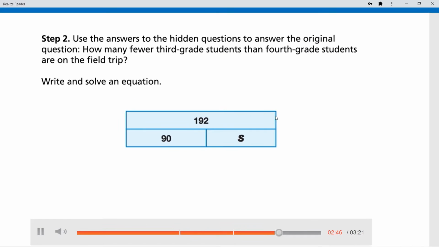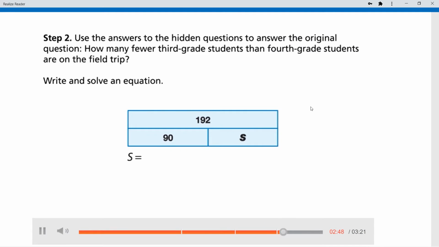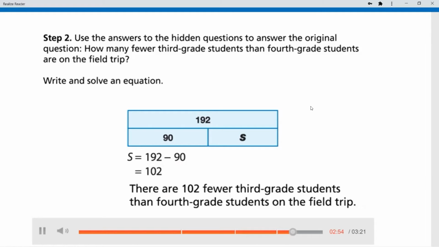Write and solve an equation. S equals 192 minus 90, so S equals 102. There are 102 fewer 3rd grade students than 4th grade students on the field trip.